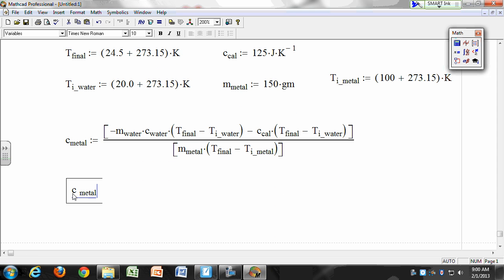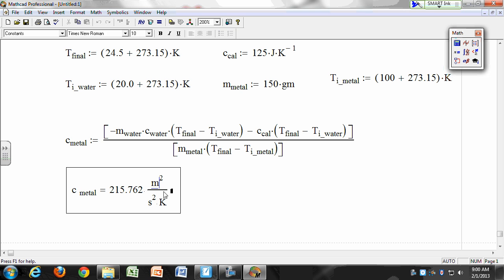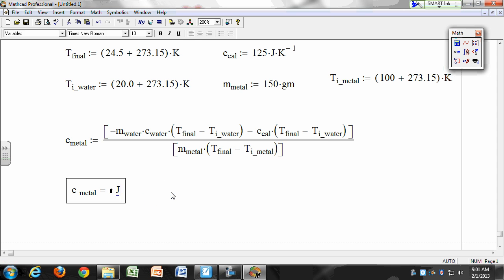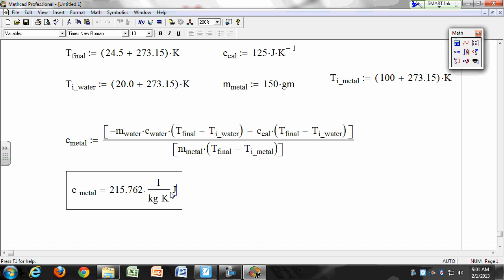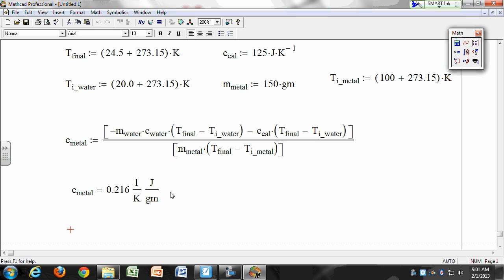Heat capacity of my metal is, that's joules per Kelvin per kilogram. So I wanted joules per Kelvin per gram, so I'm going to say joules per gram. And that gives me joules per Kelvin per gram, 0.216 joules per Kelvin per gram. That's the specific heat of my metal.